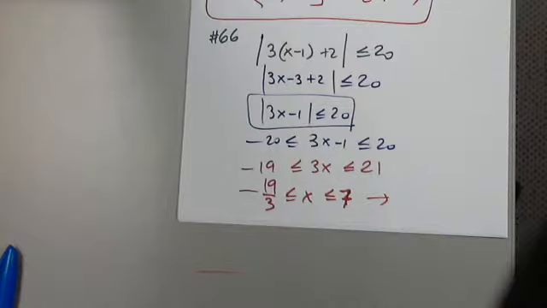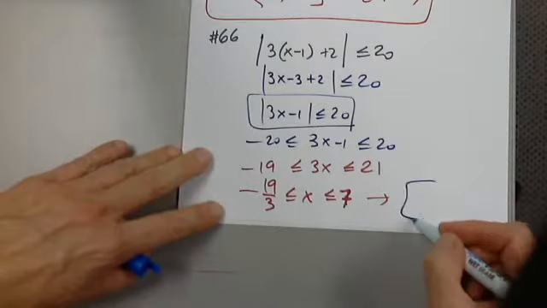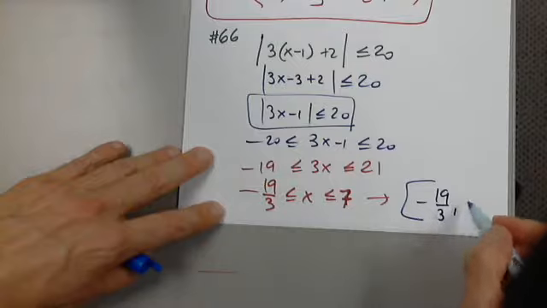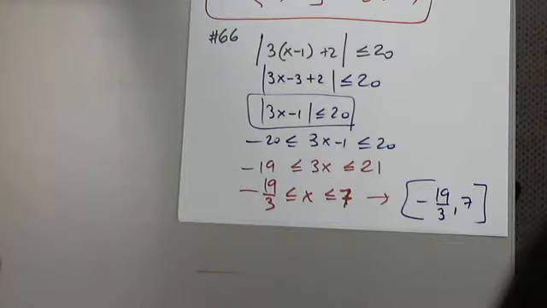Bracket negative 19 over 3, comma 7, bracket. Very good, awesome. So this is indeed the interval notation, negative 19/3, comma 7, and that's it.